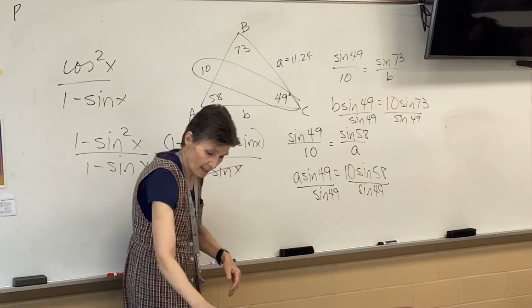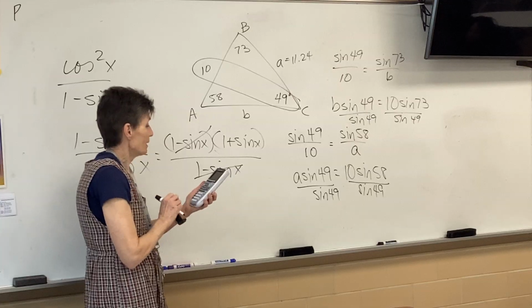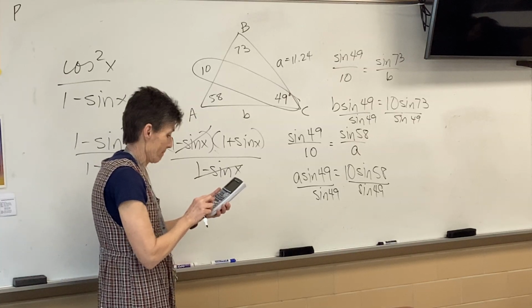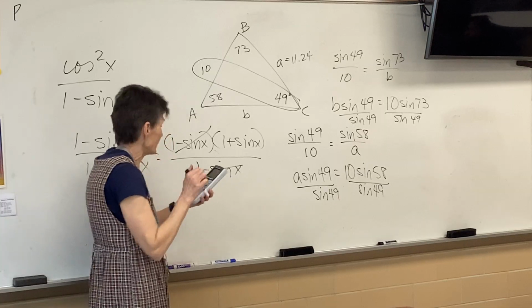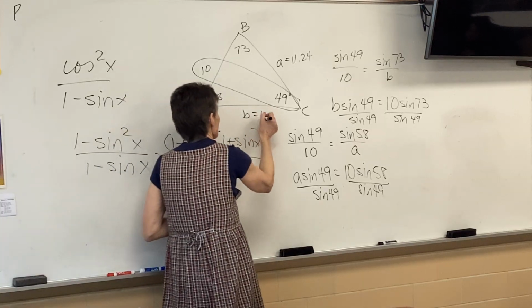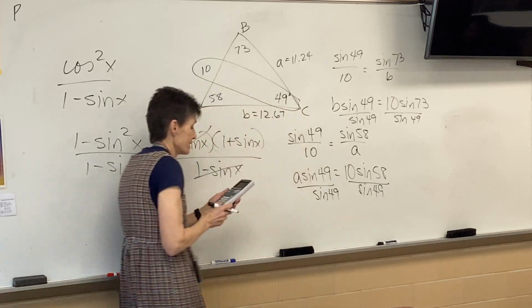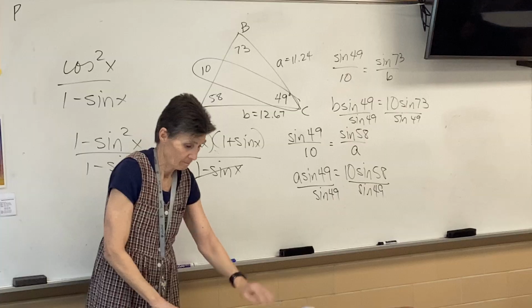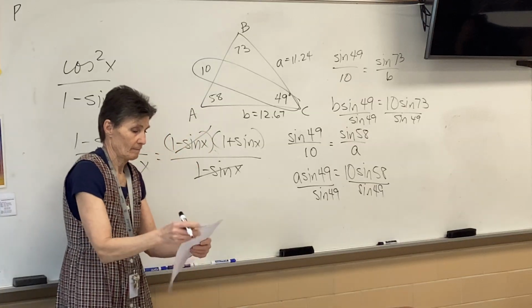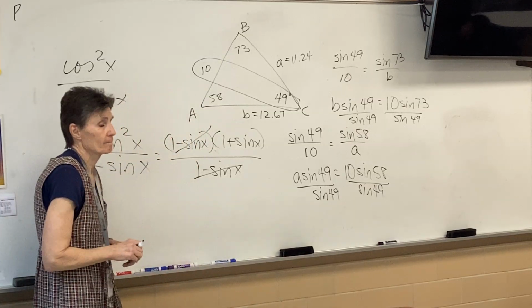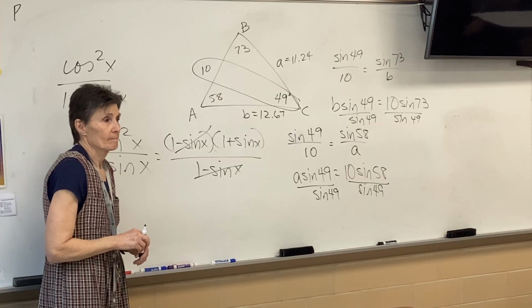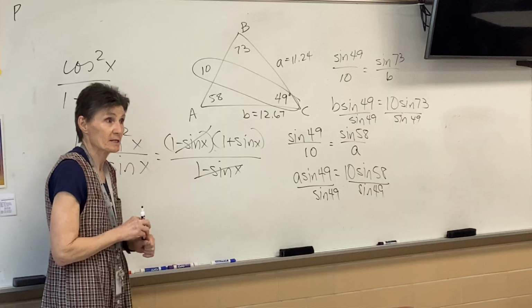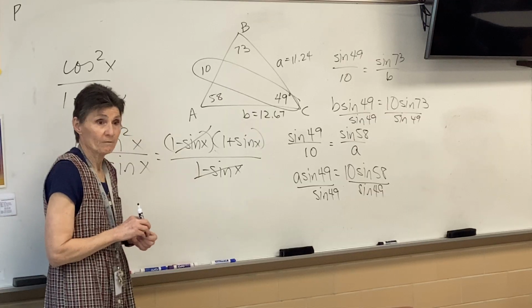What did you get for side B? 12.67. So side B is 12.67. All right, we're gonna do one more problem. We're gonna do B, which is another solve the triangle.